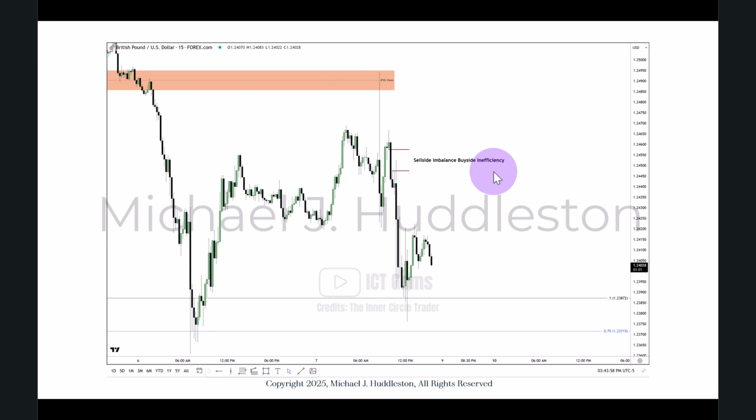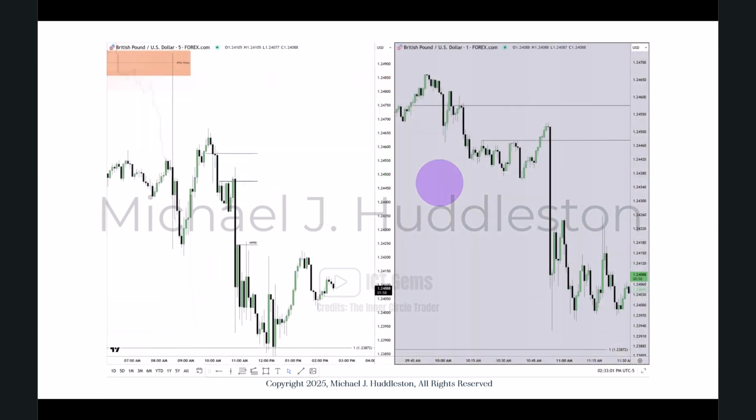Okay. So 15-minute time frame, we have a sell side unbalanced, buy side inefficiency. It's a SIBI. It's a fair value gap, but it's classified as a SIBI because it's a down closed candle. So we're going to look inside this area right here. I'm going to give you the highest tier of understanding order flow. So we're going to dive into that now. Left-hand side, 5-minute chart. Right-hand side, 1-minute chart.